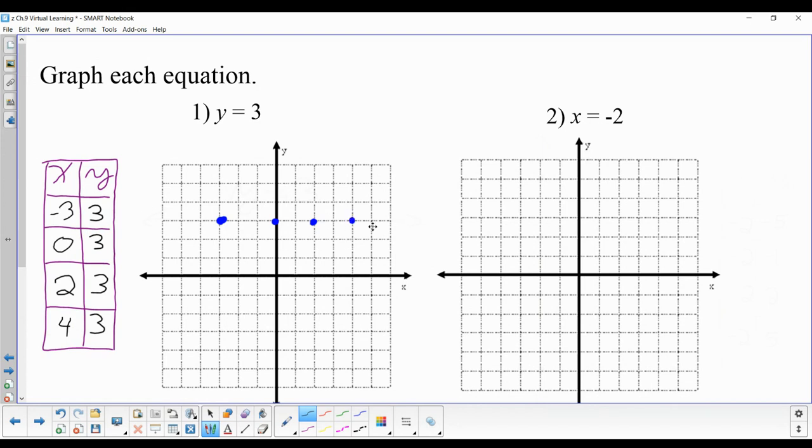Once you have all your points in a line, you connect them. You'll notice the y equals 3 gives you a horizontal line where all of the y values are 3, and you write the name of the equation.